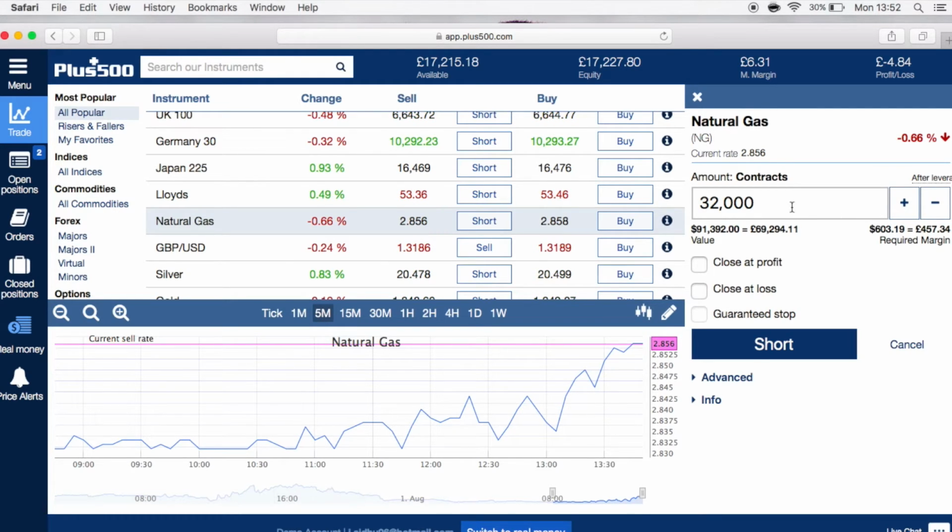So if I want to just use the minimum amount of contracts, so the cheapest trade possible, if I just type in 1, click here, now the minimum I can trade is £14.29.